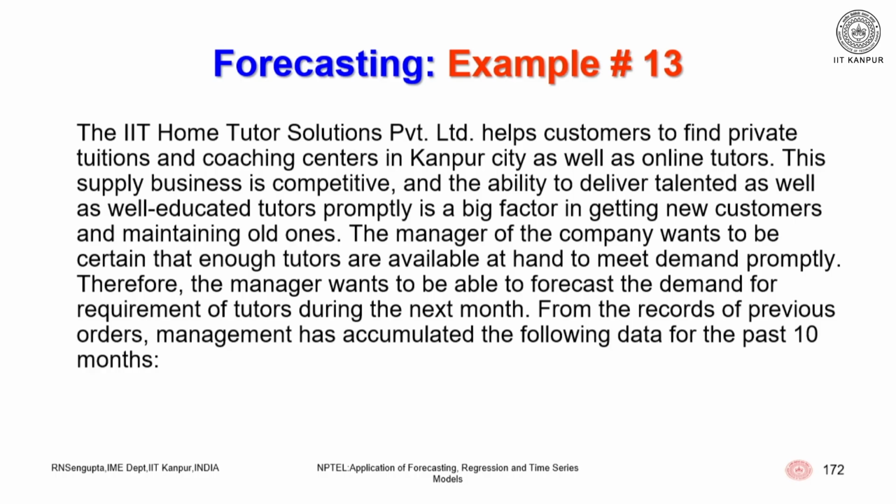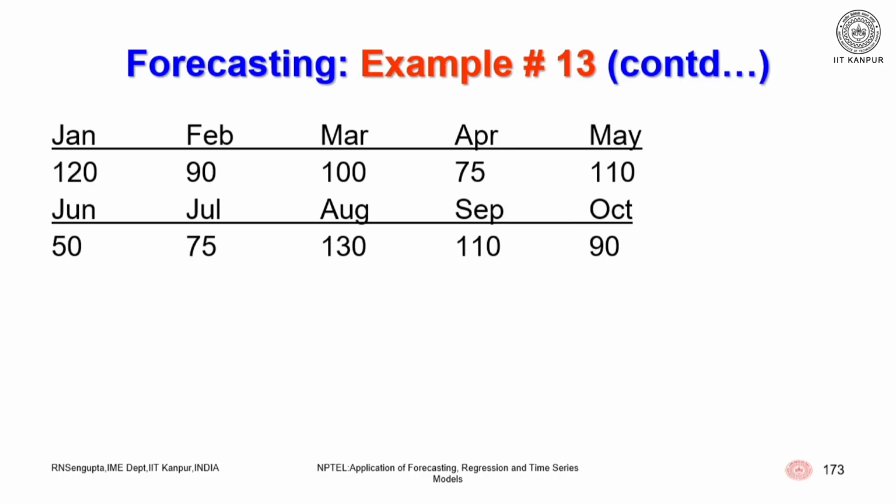I am just giving a very simple model. So, you have the data starting from January to October, and the numbers are given. Now, this is time series data, yes, but not financial data. The data values start from 120 to 90. For January it is 120, then February, March, April, May. If you see the first row, it is 120, 90, 100, 175, 110 respectively. In the second row, from June to October, the values are 50, 75, 130, 110 and 90.